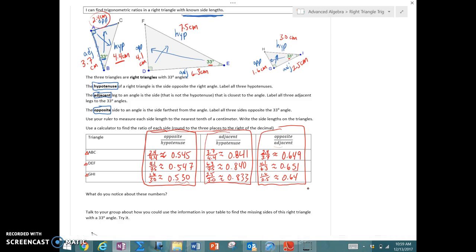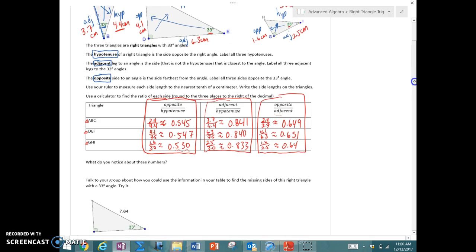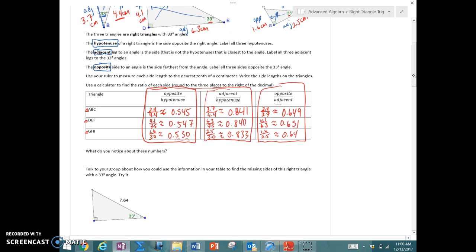The side lengths of triangles that have the same angle measure, even though the lengths of the sides are different, they maintain these same ratios. And we can use this concept to find different side lengths when we know some of the side lengths of a triangle. For example, if we look at this next part, it says, talk to your group about how you could use the information in your table to find the missing side of this right triangle.